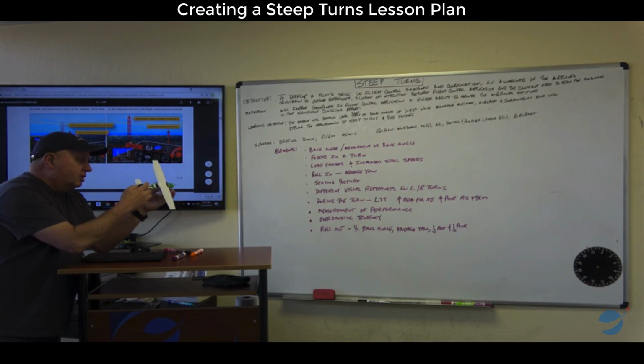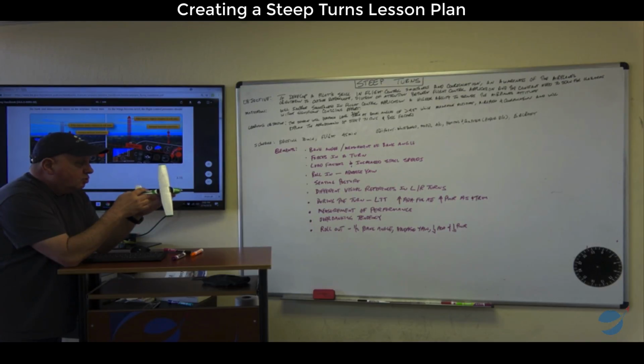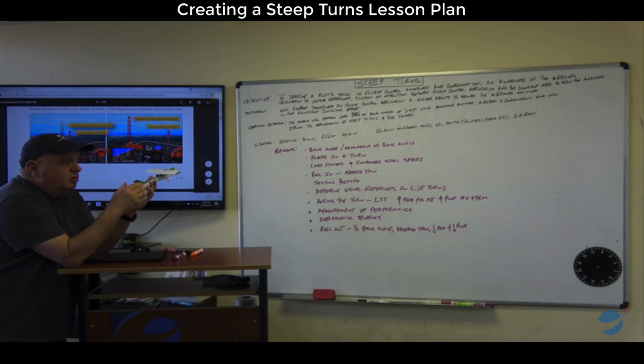Okay, now as the turn progresses, we're going to have to roll that at some point. One thing which we would have talked about in earlier lessons is clearing turns. We're always going to set the airplane up and clear the area every time, both visually and with ADS-B or some sort of traffic awareness system, before we start a turn.